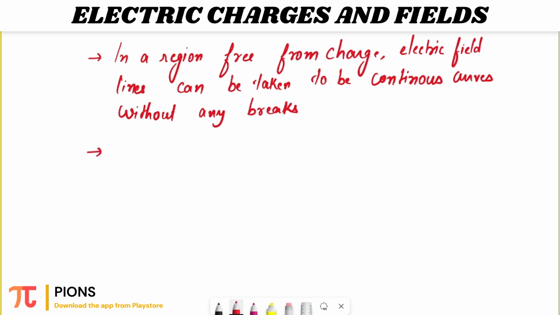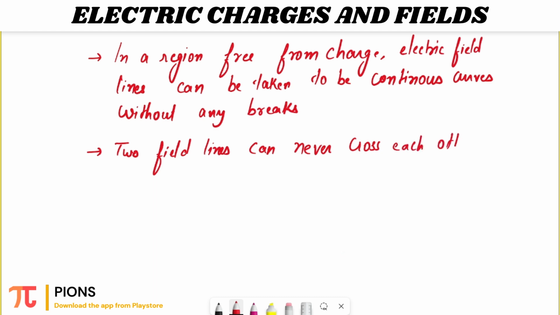Let's see the next one. It says two field lines can never cross each other. Now this is a crucial one. This is the most asked property of electric field lines. Two field lines can never cross each other. Now the question is why? They ask this in a 1 mark question separately, not only in properties of field lines, so they can ask you why two field lines can never cross each other.